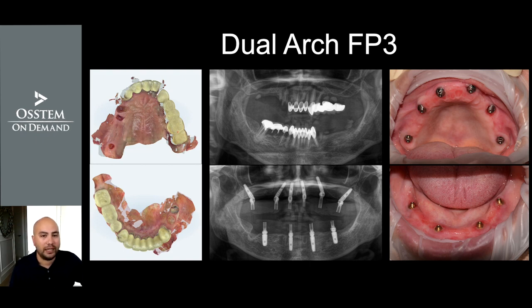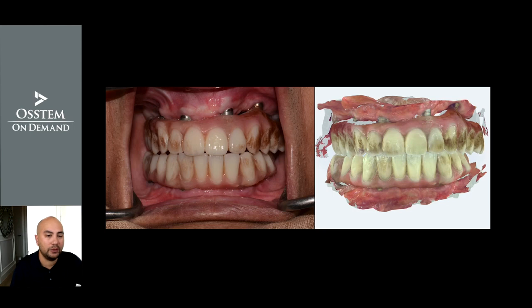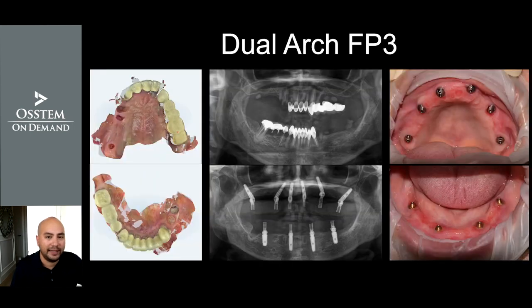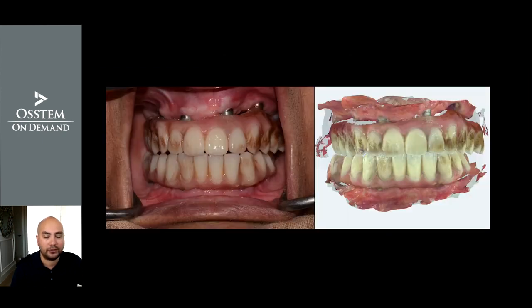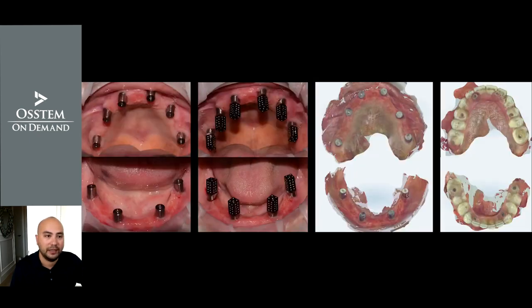In this case we have, after the full mouth extraction, we placed the implants, and then the temporary was done in a conventional way. After the healing of the soft tissues, 3 months after, we then take off the temporary, scan intraorally, scan the existing interim prosthesis, and then this is the digital workflow.